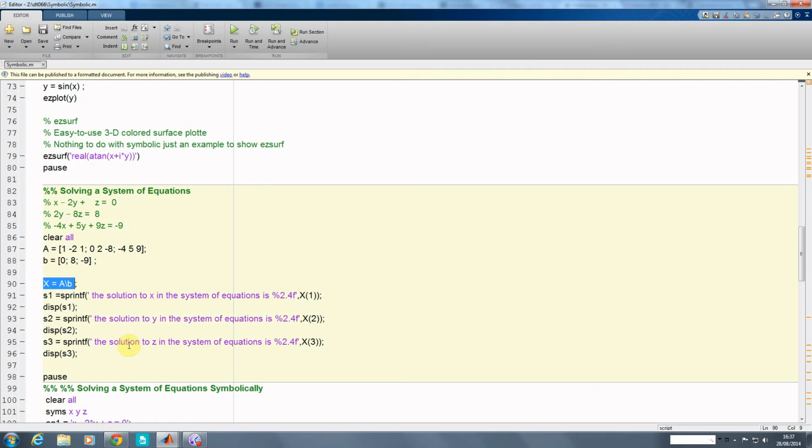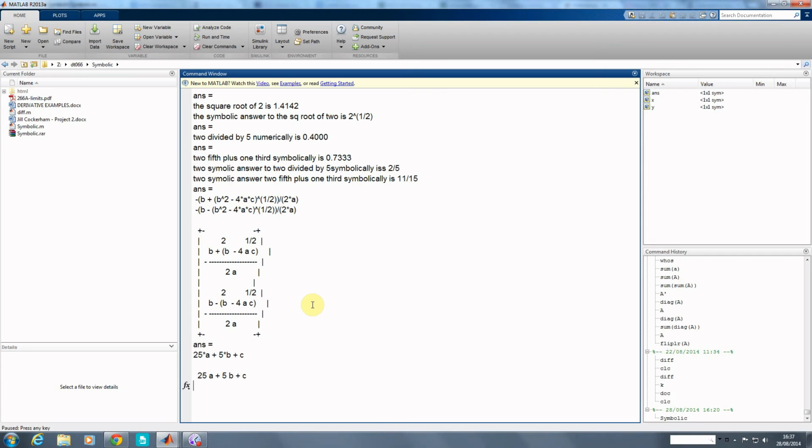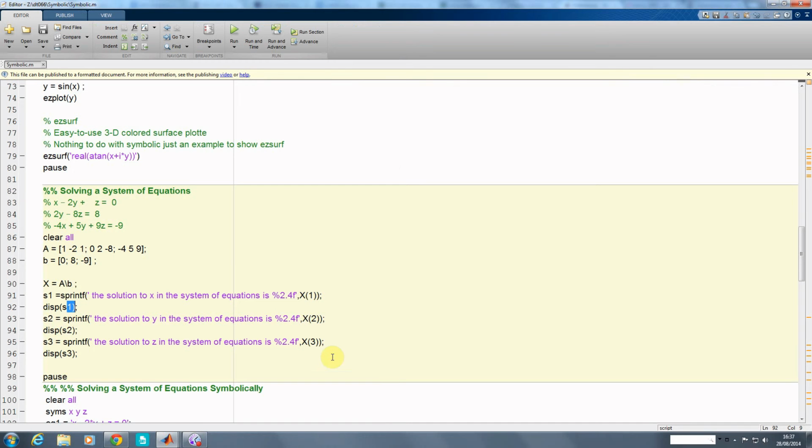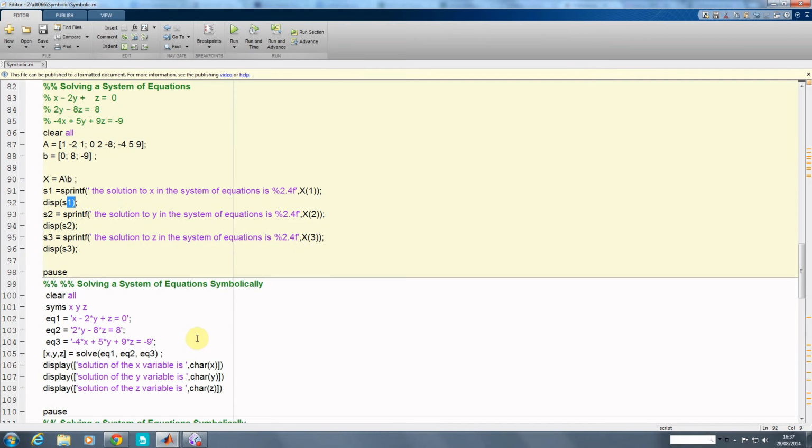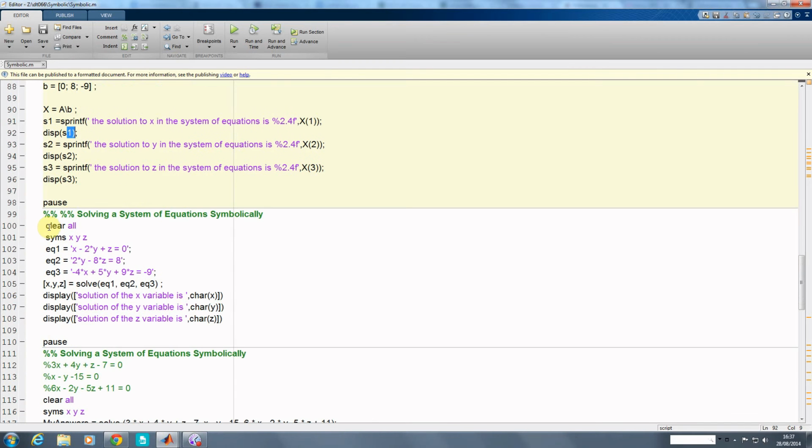Right divide, and then I'm going to get, remember x here will have three solutions, A, B, and C, or x, y, and z. So x1 would be the first one, x2 is the second one, and x3 is the third one. So the first value, the x is 29, the y is 16, and the z is 3. So that's it numerically. And here I'm going to do it symbolically.